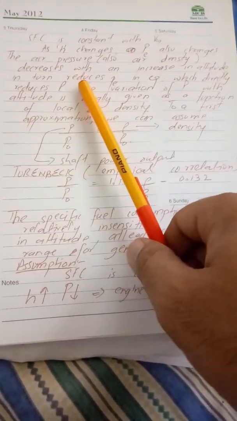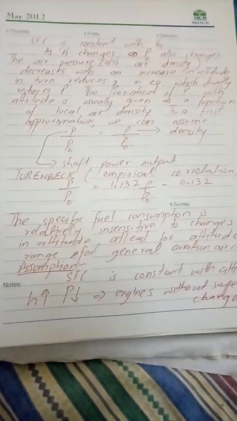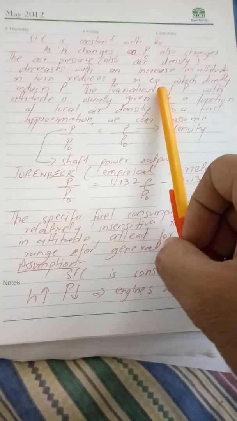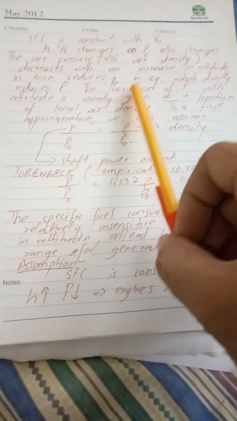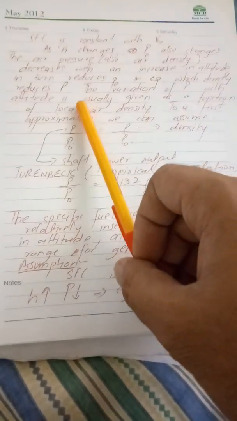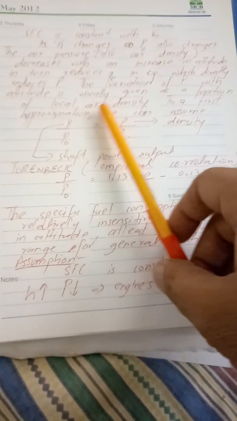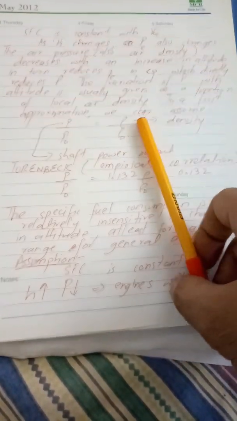Normally the air pressure, also known as the air density, decreases with an increase in altitude, which in turn reduces P_E in the equation, which directly reduces P. Okay, so the variation of P with altitude is usually given as a function of local air density.